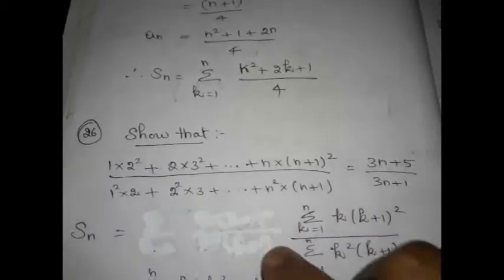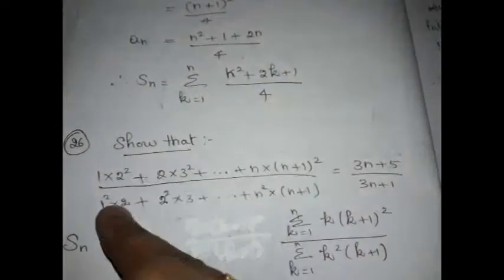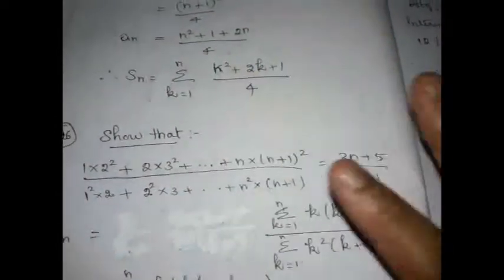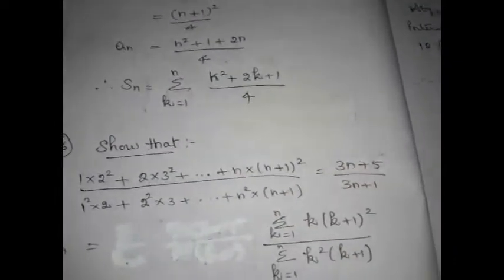So your Sn is going to be a summation. Don't make a mistake here. You should not put summation k equals 1 to n for the entire term. It is not like taking a term common plus second term plus third term. The numerator is a separate series and the denominator is a separate series. So you need to find the sum to n terms of the numerator separately, the sum to n terms of the denominator separately, and then you have to divide.